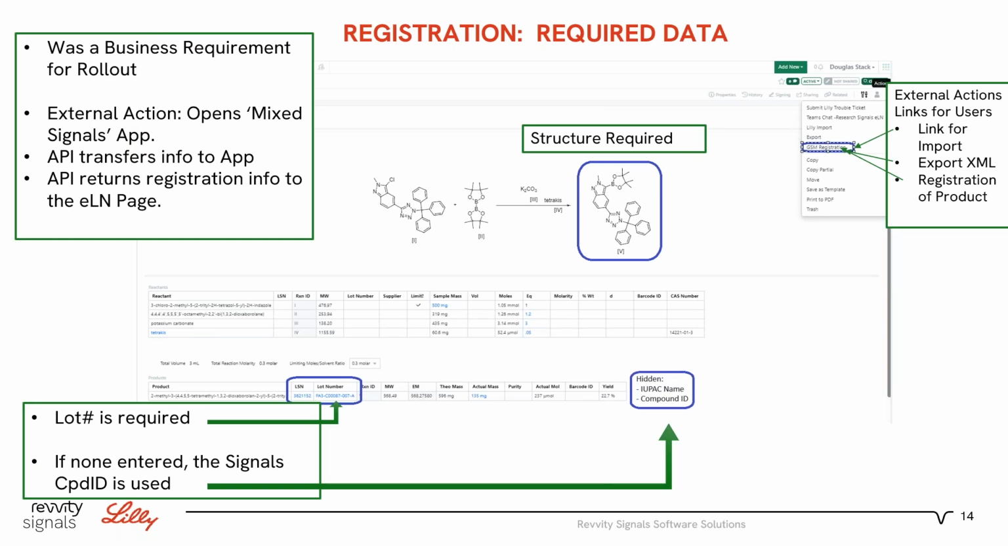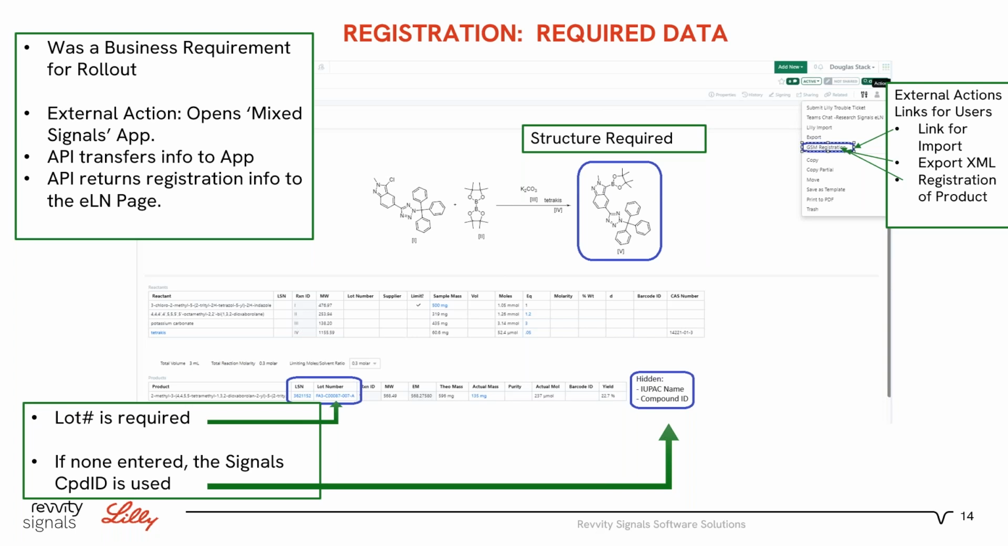And so we're using the external actions that Colin talked about. And you can see on the right-hand side, we just have GSM registration in there. It stands for Global Sample Management. And this is our link for doing this registration. So we have a structure as a requirement for this. If there is no structure for a certain compound, we have another way to register those, but that's not done through the integration with Signals.